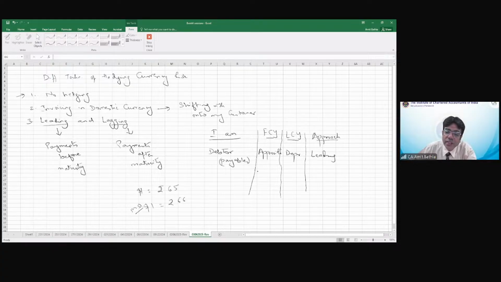Say, in the opposite scenario, foreign currency is depreciating, and local currency in that case means appreciating, right? In that case, what will be the approach? Say, for example, today $1 is 66, and 1 month later it is expected to become $1 equal to rupees 65. Then it is beneficial for me to delay my payments, because thereby I will essentially save 1 rupee per dollar, right? So then the approach will be lagging.